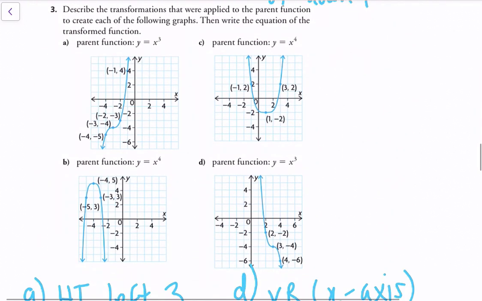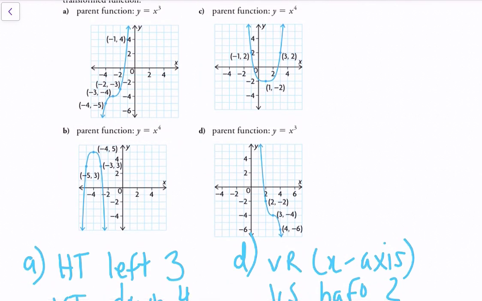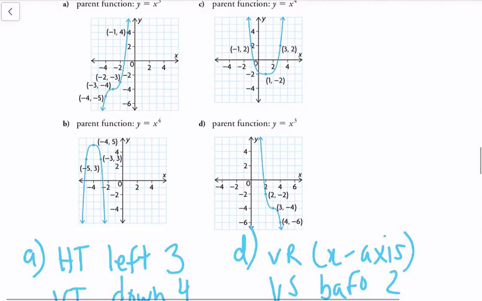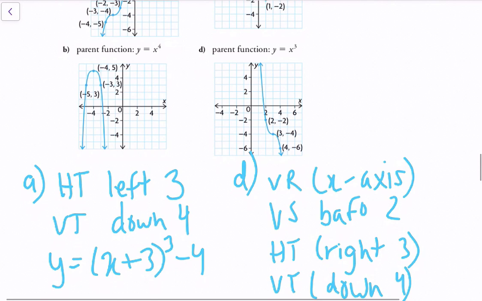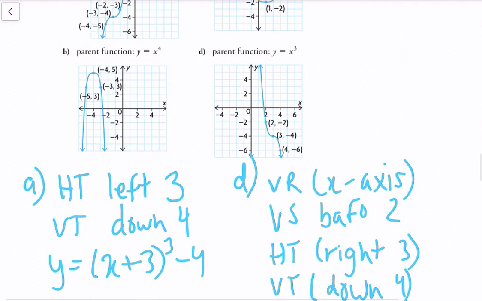Perfect. So now we're going to describe the transformations that are applied to the parent function to create these graphs, and then we're going to write the equation of the transformed function. So for A, parent function y equals x cubed. There was a horizontal translation left 3 units, a vertical translation down 4, and this is what gave us our graph. y is equal to x plus 3 cubed minus 4.